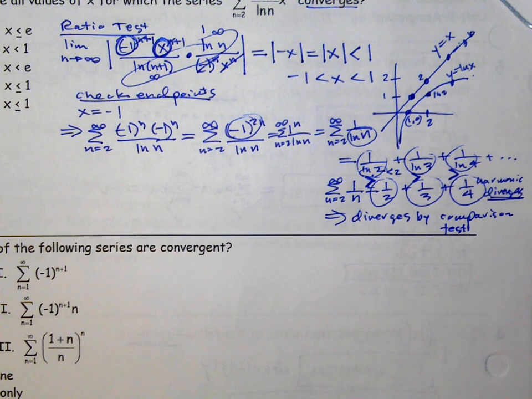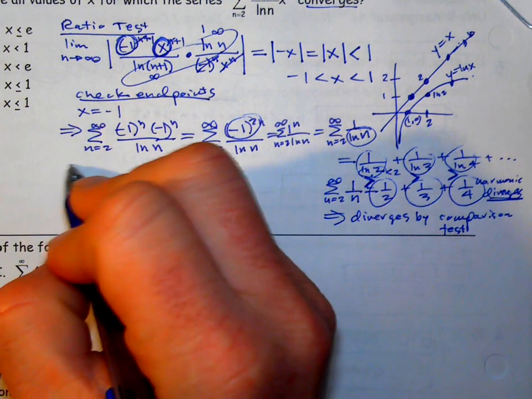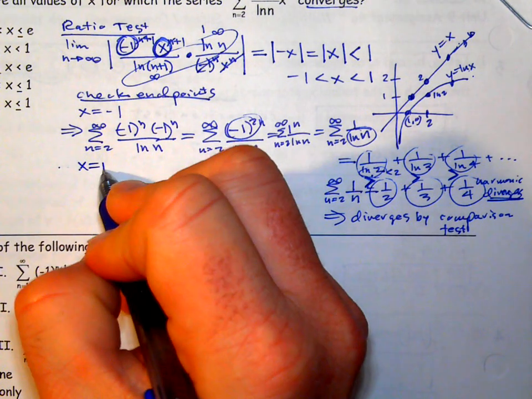So there's an example using the comparison test. You're looking for simple series that you can compare your series to, like a harmonic series. That's where just being familiar with these helps. So that one diverges. We've got to do the other one, x equals 1.